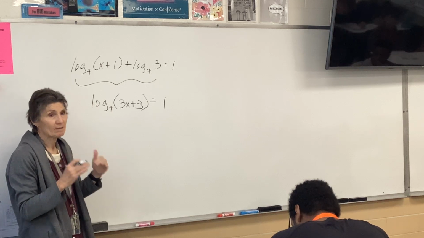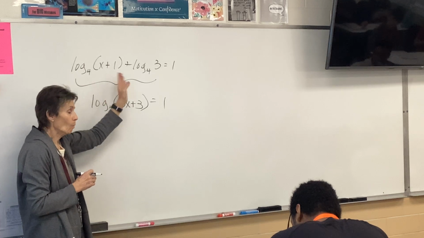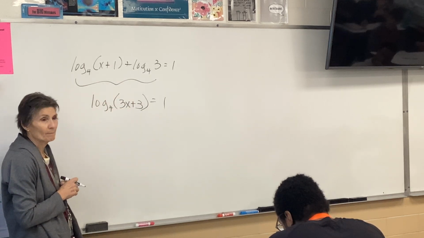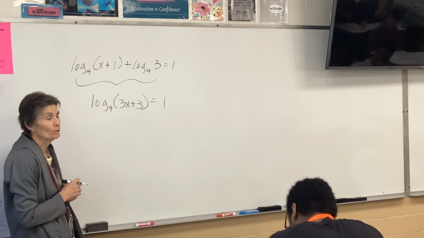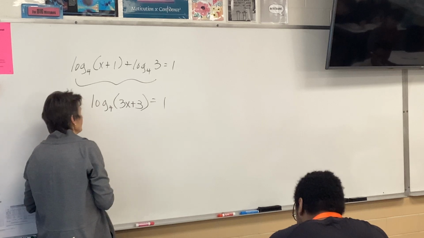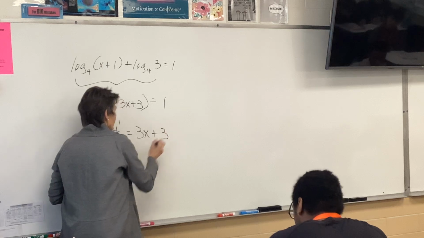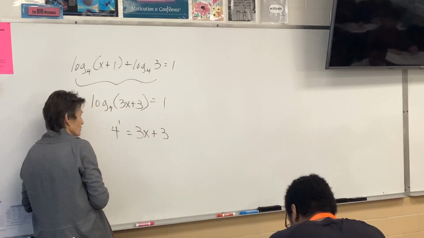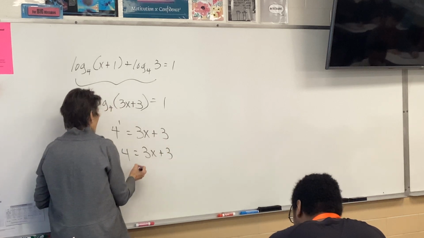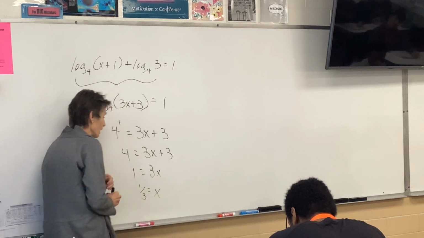You can't do anything until you combine these, okay? That has to be step 1. Once they're combined, now we can figure out what to do. What are we gonna do now? Loop-de-loop, absolutely. Anytime we see just one logarithm, we think about loop-de-looping. So 4 to the first equals 3x plus 3. What's 4 to the first? 4. So then we're just going to solve our equation like always, and I got 1/3.